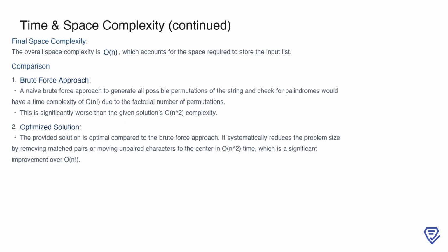Now, let's compare this approach with a brute force method. A naive brute force solution would involve generating all possible permutations of the string and checking each one for whether it forms a palindrome. Since there are n! permutations of a string of length n, the time complexity of this brute force approach would be O(n!). This is astronomically higher than the O(n²) time complexity of the provided solution. The optimized solution systematically reduces the problem size by removing matched pairs or repositioning unpaired characters, achieving a significant improvement over the factorial time complexity of the brute force method.